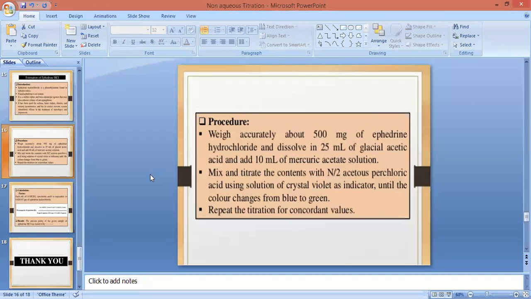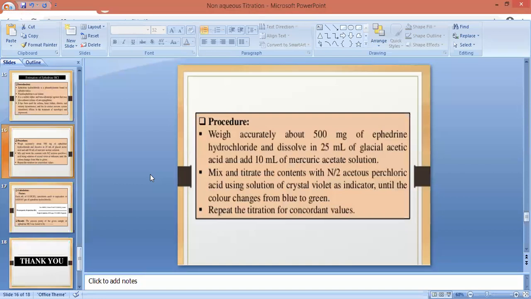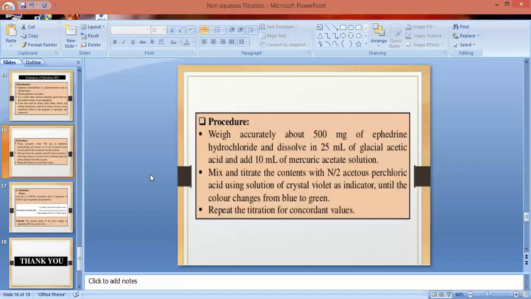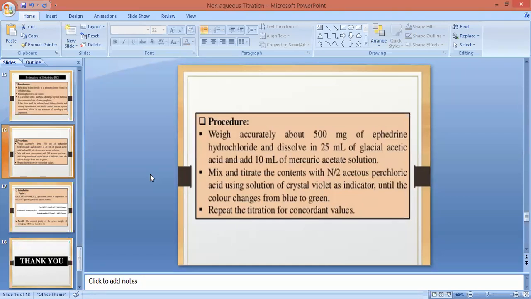For dissolving purpose, solvent used is 25 ml of glacial acetic acid. Extra reagent used is 10 ml of mercuric acetate, and indicator used is crystal violet. We are going to add 1 ml of standard solution of perchloric acid from burette to contents in conical flask containing ephedrine hydrochloride until the color of the contents changes from blue to green.